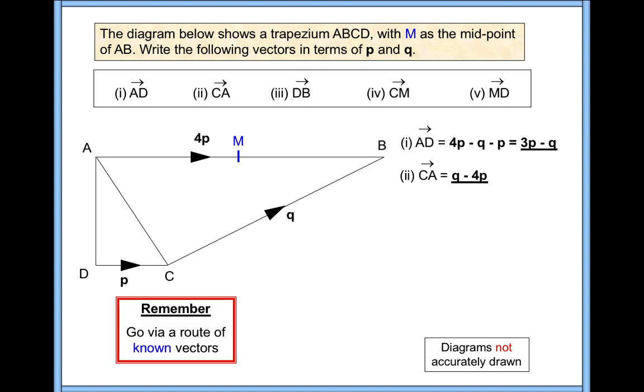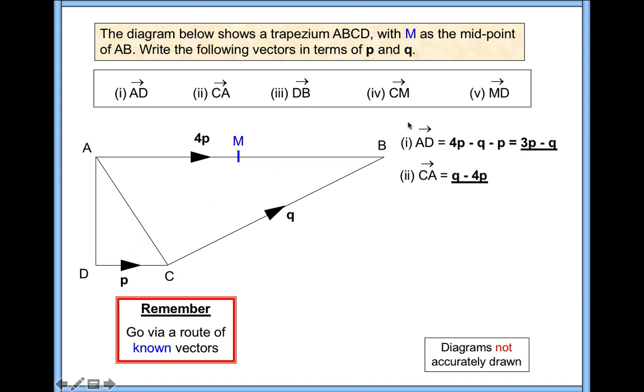Here vector CA you found out is Q minus 4P. Speaking about this vector CA, you can go like this also, students: CD plus vector DA. In both cases your answer will be the same. That is Q, vector CB, plus vector BA, that is negative 4P. Now we will go to vector DB.